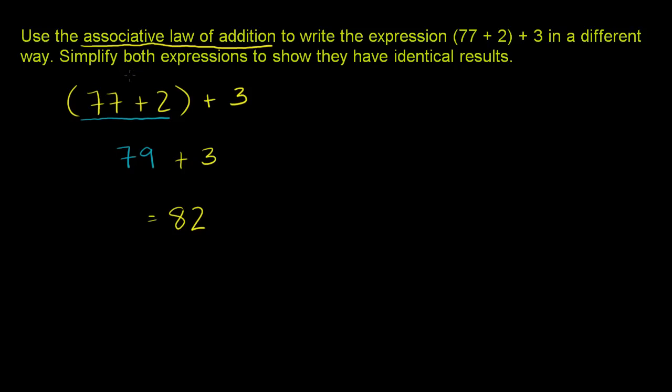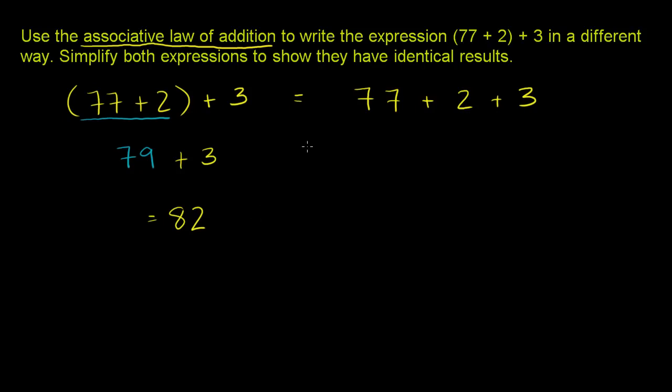Now, the associative law of addition tells us it doesn't matter whether we add 77 and 2 first or whether we add 2 and 3 first. We can associate them differently. So this is going to be the exact same thing. This is the exact same thing as, we could write it this way. So let me write them all. 77 plus 2 plus 3. If we have no parentheses here, this is actually the same thing as this over here, because we'd go 77 plus 2 is 79, plus 3 is 82.